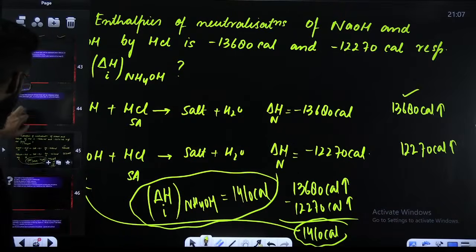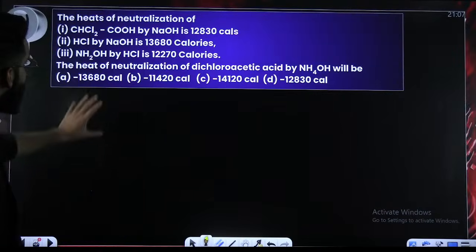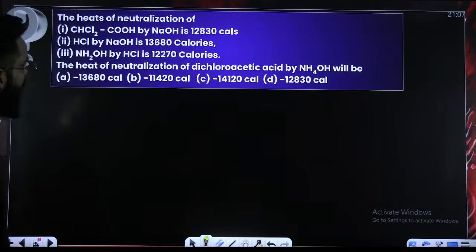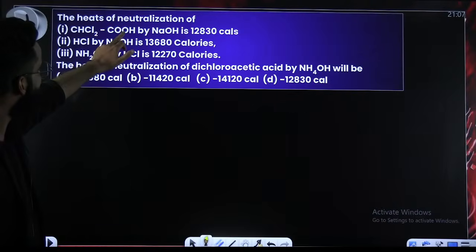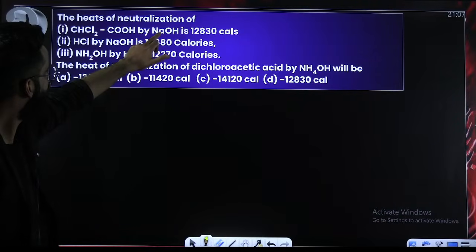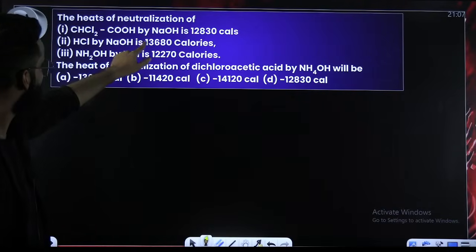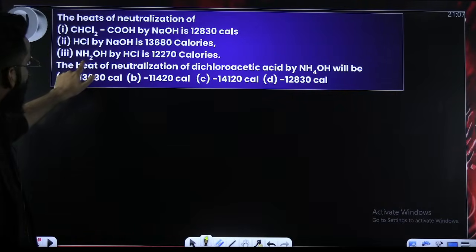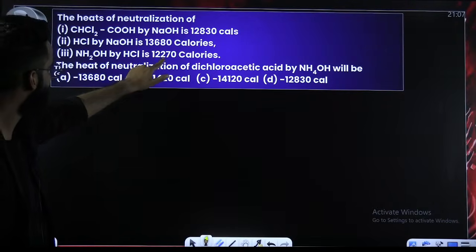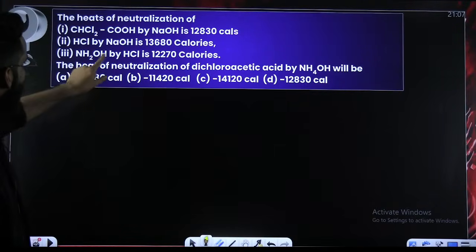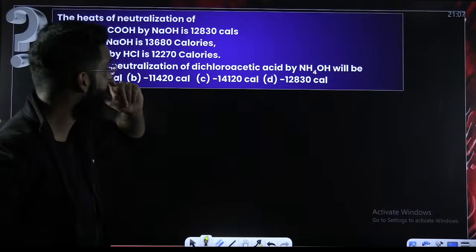Okay, one more similar sort of question. Look at this particular question. We have got dichloroacetic acid with NaOH. Heat of neutralization is this much, so this much amount of heat is released. HCl by NaOH, this much amount of heat is released. NH4OH with HCl, this much amount of heat is released. We have to calculate the heat of neutralization of dichloroacetic acid by NH4OH.